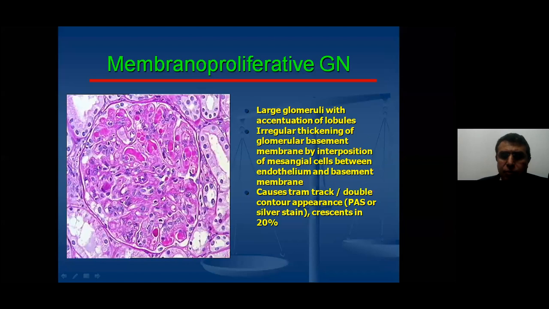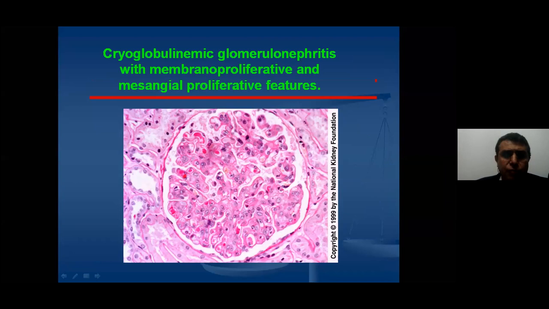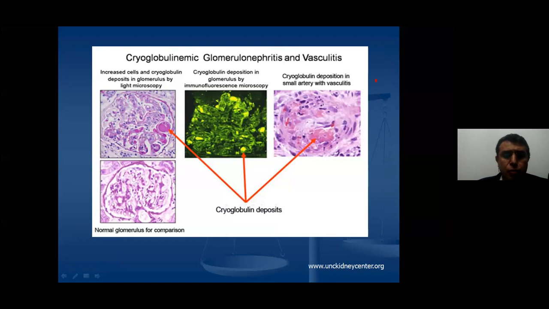It can produce cryoglobulinemic glomerulonephritis, with the deposition, of course, of hyaline material, with membrane-proliferative and mesangial proliferative patterns. In this situation, with cryoglobulinemic glomerulonephritis, as you can see, it can be deposited in the glomerulus, forming the cryoglobulin deposits, which can also be detected by immunofluorescence. And if it is deposited in the small arteries, it will produce vasculitis. It can produce membranous nephropathy, and in this slide, FSGS.